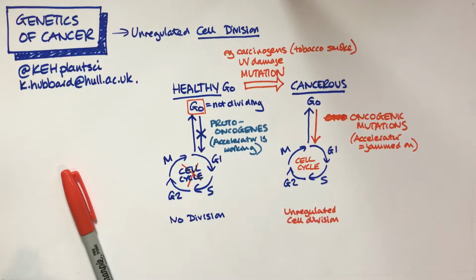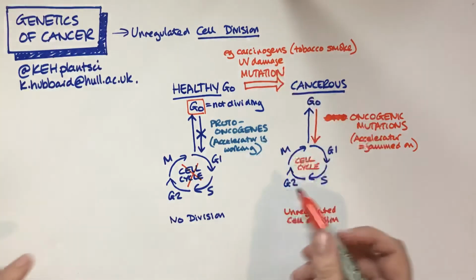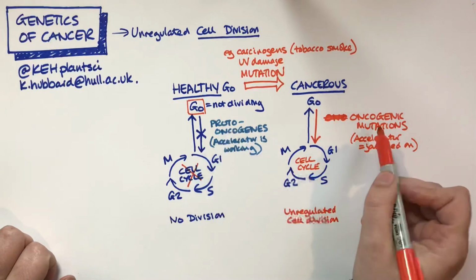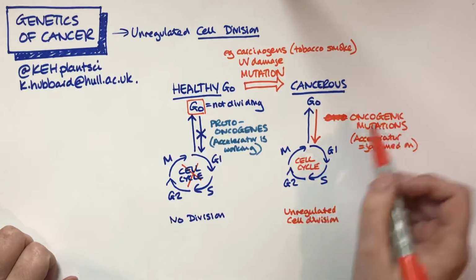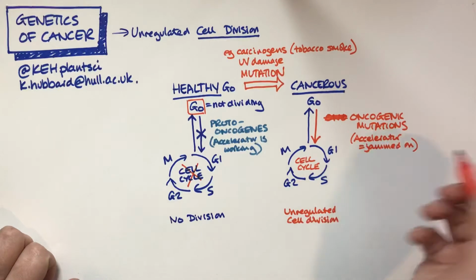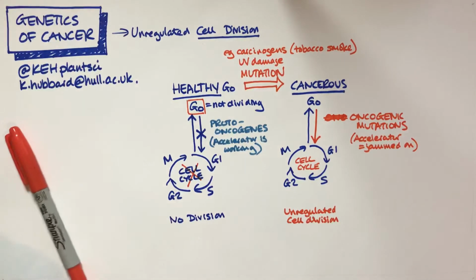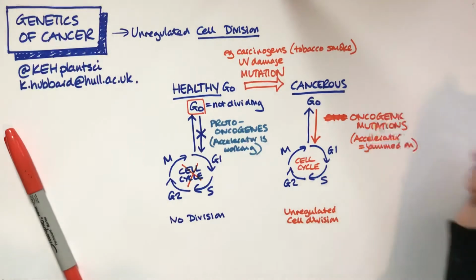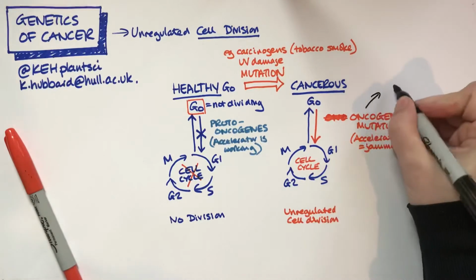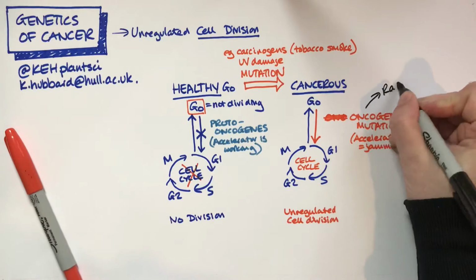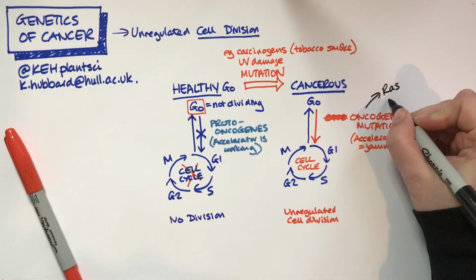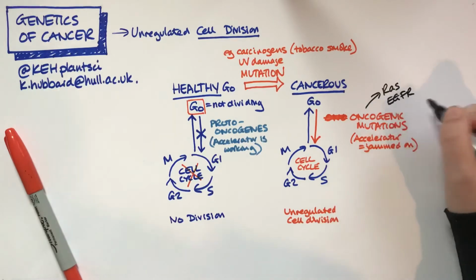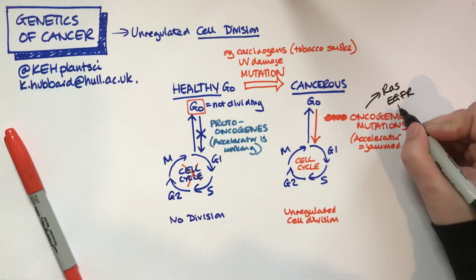But if we have a mutation as a result of DNA damage, then those genes, if they get switched on by mistake, are oncogenic mutations, so the accelerator is jammed on. Examples of oncogenic mutations are things like RAS, EGFR, which is the epidermal growth factor receptor, and MYC.